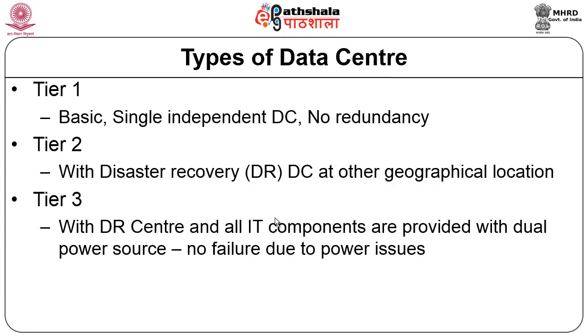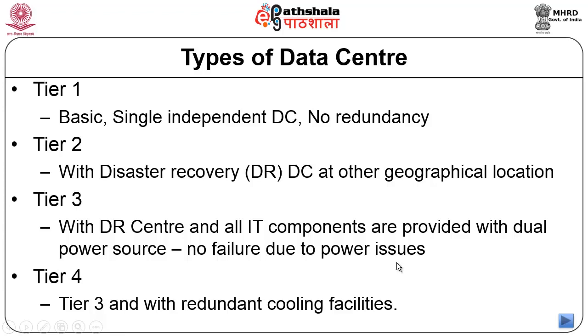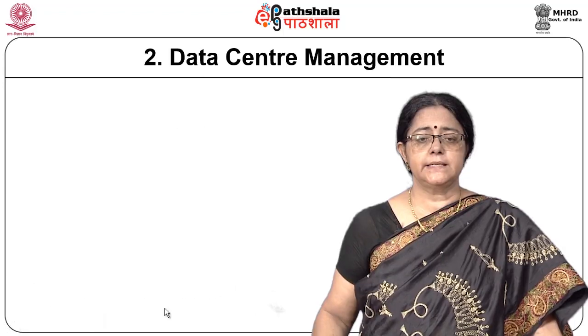If I have a corresponding disaster recovery data center, then I have tier 2. In tier 3 we have DR, plus all the data centers have a dual power source, so a power outage will not cause any problem. And tier 4 has a tier 3 data center along with special cooling. Cooling becomes a very important concern for cloud providers, and having a special cooling facility gives a tier 4 data center.